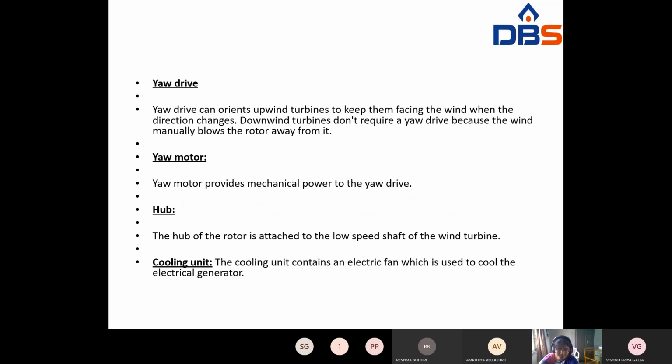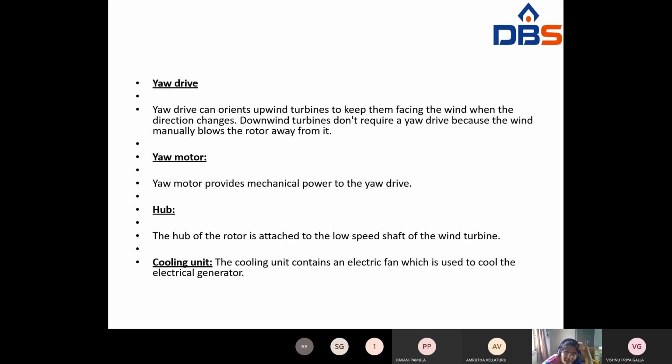Next one is the yaw drive. The yaw drive can orient upwind turbines to keep them facing the wind as the direction changes. Downwind turbines do not require a yaw drive. Upwind turbines require the yaw drive because it faces the wind direction towards the turbine blades. But downwind turbines do not require it, because the wind blows the rotor away from it, and automatically the wind flows through the rotor blades.